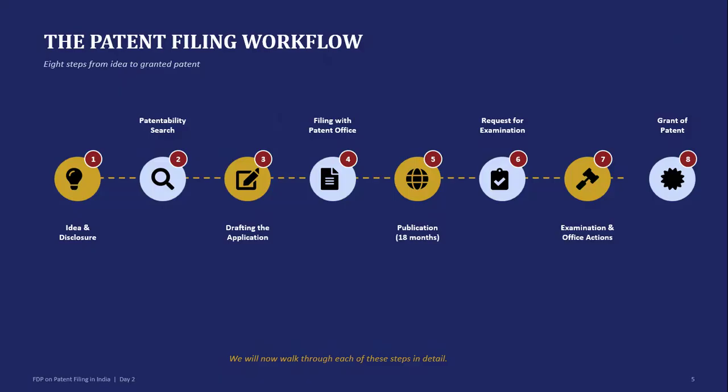Let us now understand the basic fundamentals of patent filing workflow. There are 8 major stages. The first stage is idea and invention disclosure. Second one is patentability search. Third stage, drafting the patent application. Fourth stage, filing the application with the patent office. Fifth one is publication, request for examination, examination and responding to office actions, and finally grant of the patent. Understanding this sequence is extremely important because patent protection is not obtained simply by preparing a document and submitting it. Every stage has its own requirements, procedures, and timelines. Let us now examine each stage in detail in the following slides.